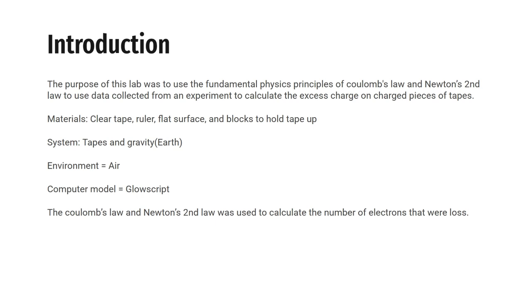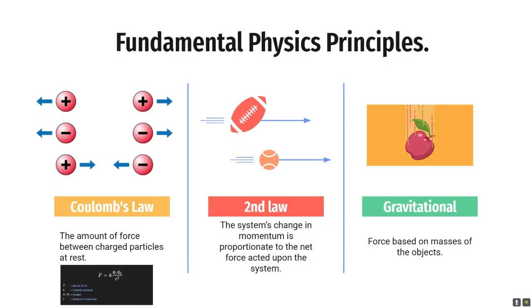A computer model was used to write a script, and a sneak peek of the results is that Coulomb's law and Newton's second law were used to calculate the number of electrons that were lost, the charge of the tape, by setting the electric force equal to the gravitational force based on Newton's second law to then calculate the charge of the tape.